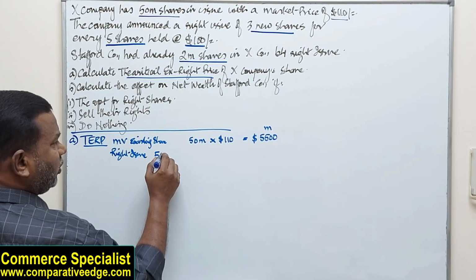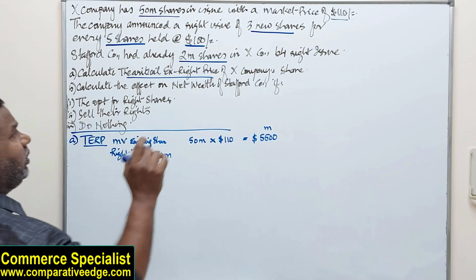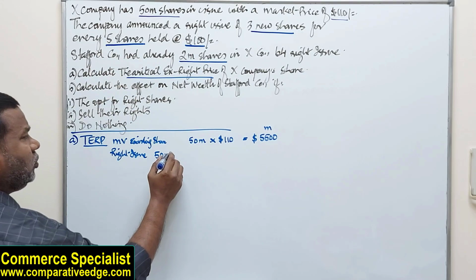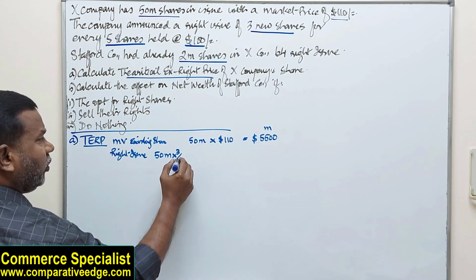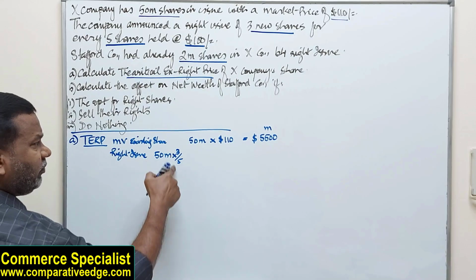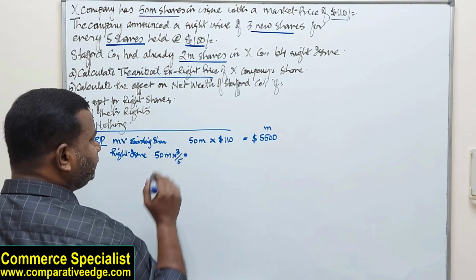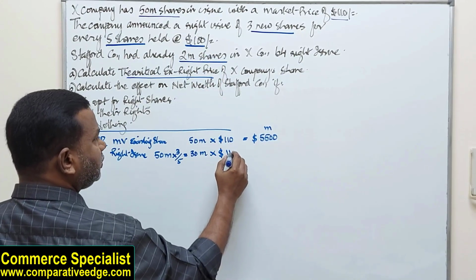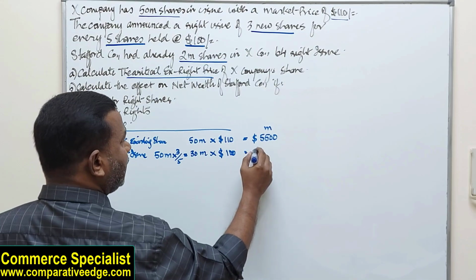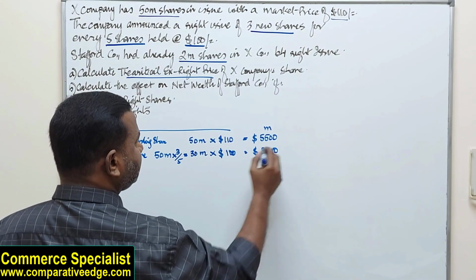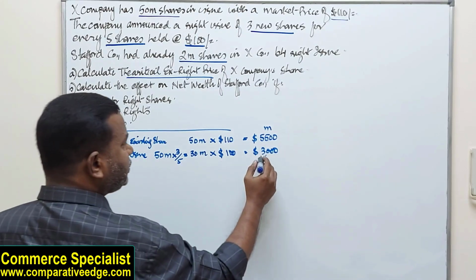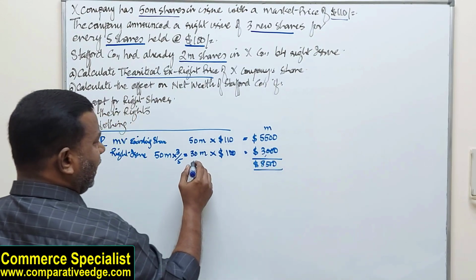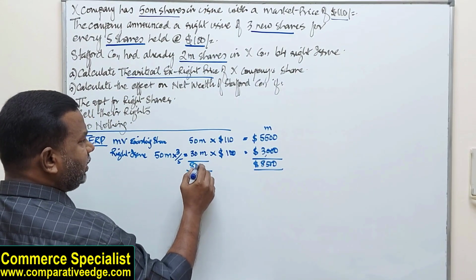So there are 50 million shares already. Now please remember, they are offering 3 new shares for every 5 shares. So what you're getting you write on top, and for what you have you write down. 3 new shares for every 5 shares. That will give you 30 million new shares, and they are offered at a price of $100. So that will give you 3,000 million. Then you add the value of shares in dollars. This will be 8,500, and the total shares you have is 80 million.